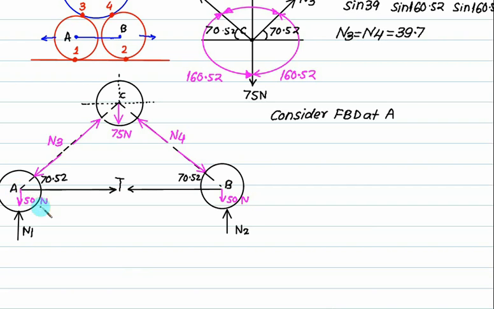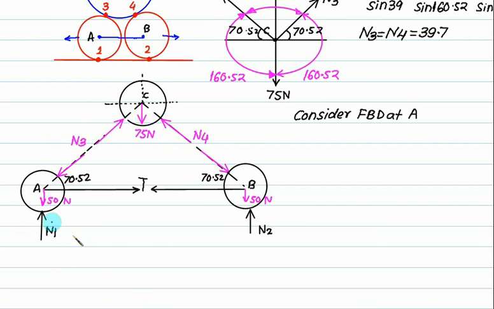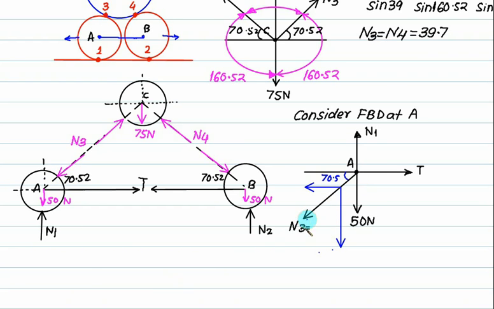Okay, consider FBD at A. So let's construct here the reference lines, the coordinate axes at this point. Transfer forces one by one. 50 is downward. N1 will be upward. This tension is rightward. And N3, which is 39.7, will be shifted from the first quadrant to the third quadrant. The value of force is 39.7, so this one is 39.7 cos.